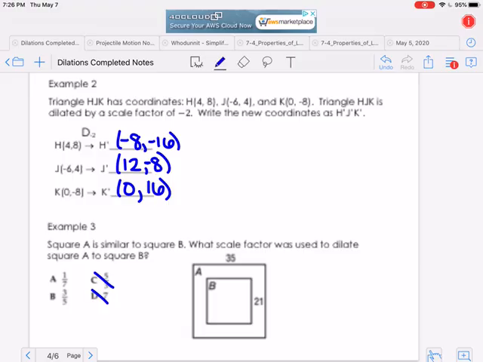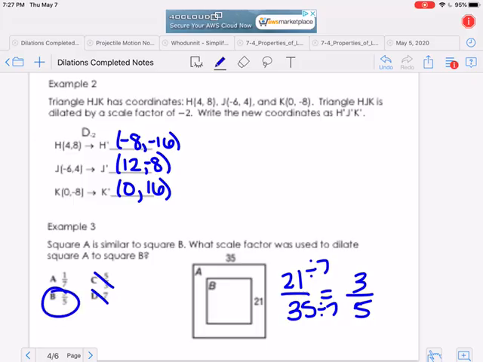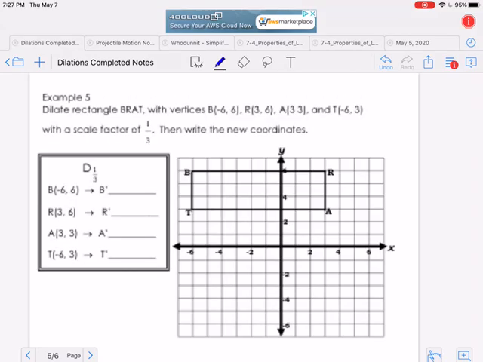To decide exactly which one it is, we would just make that fraction. One of the sides is 21 for B, one of the sides is 35 for A, and if we reduce that, I think we can divide both by 7, so that would be 3/5. So this would be 3/5. But again, definitely not C and D because we are making something smaller, and in order to do that, we need a fraction.